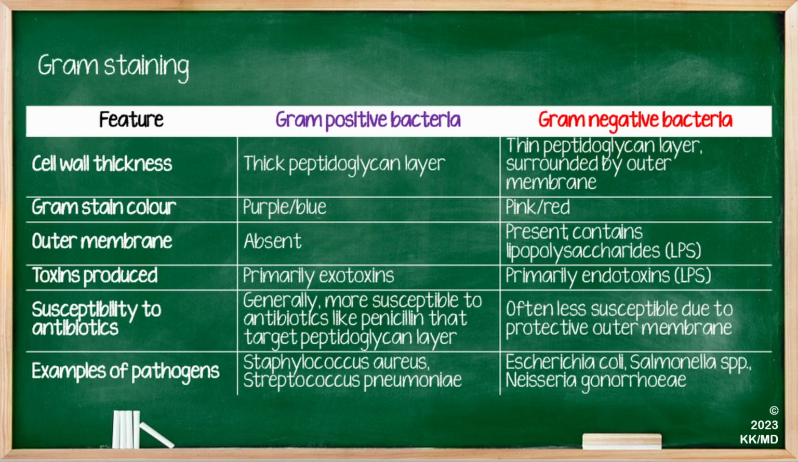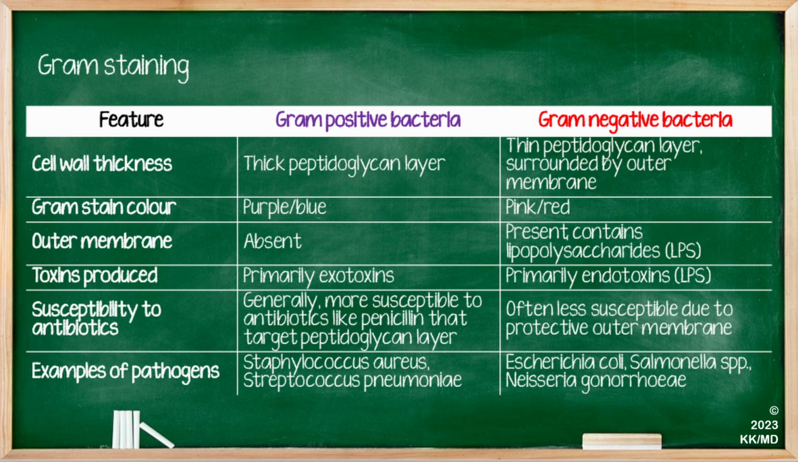This is quite a busy slide, but it summarises the differences between the 2 types of gram staining. So we have gram-positive bacteria and gram-negative bacteria. Whether a bacteria is classed as positive or negative on gram stain is dependent on the cell wall thickness. Gram-positive bacteria have a thick peptidoglycan layer in their wall, whereas gram-negative bacteria have a thin peptidoglycan layer surrounded by an outer membrane, and this affects how much of the stain the bacteria is able to take up.